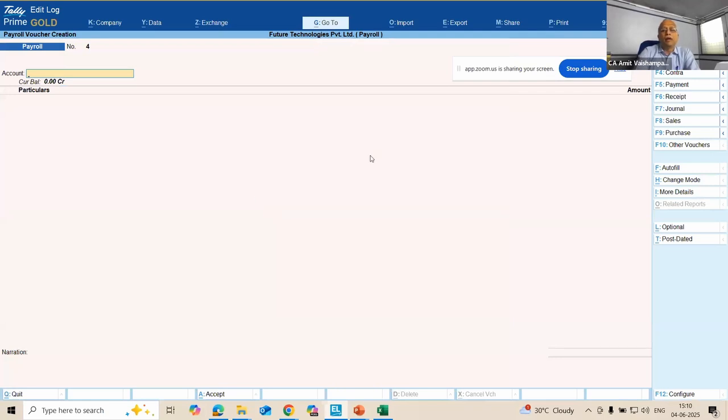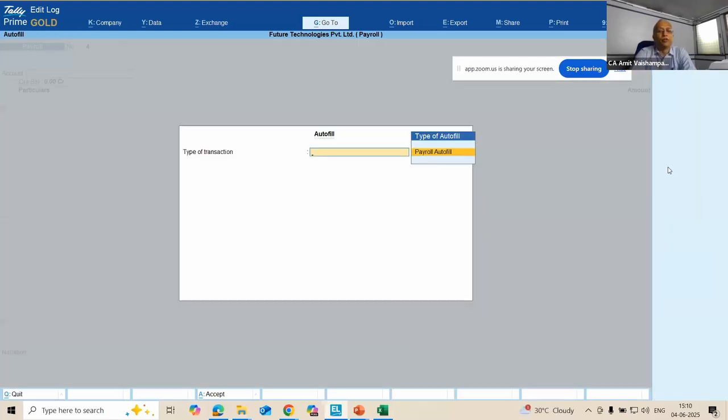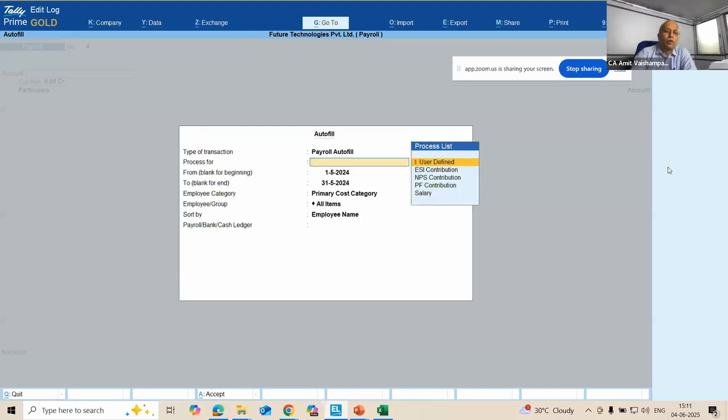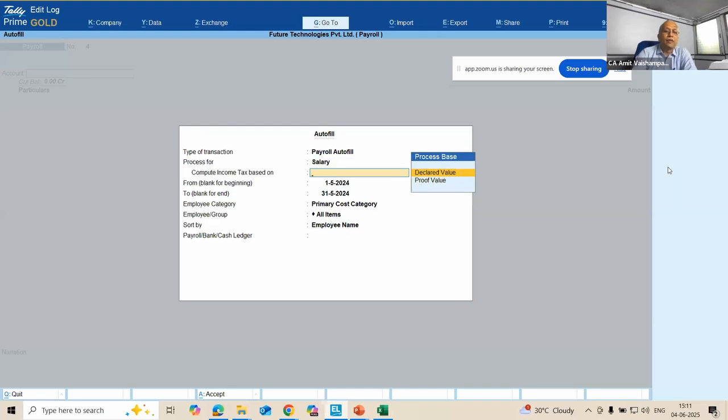And now I have an option here called autofill. I'm there on 31st of May, and I'm using this feature called autofill. The moment I say autofill, it takes me to this particular screen, and I say I want to use it for payroll. I want to use it for generating salary. Right now, because it's only the second month, I'm going to use it on a declared value.